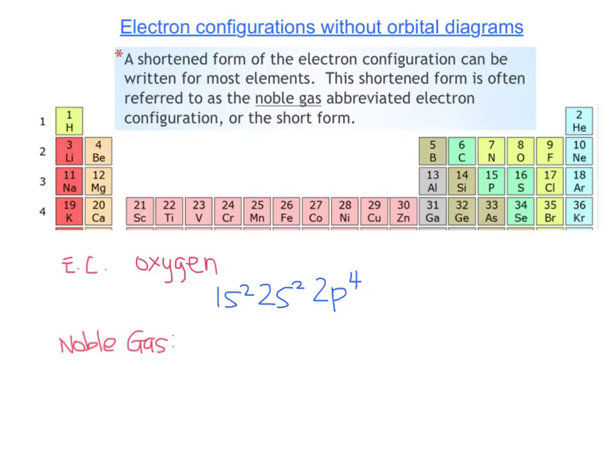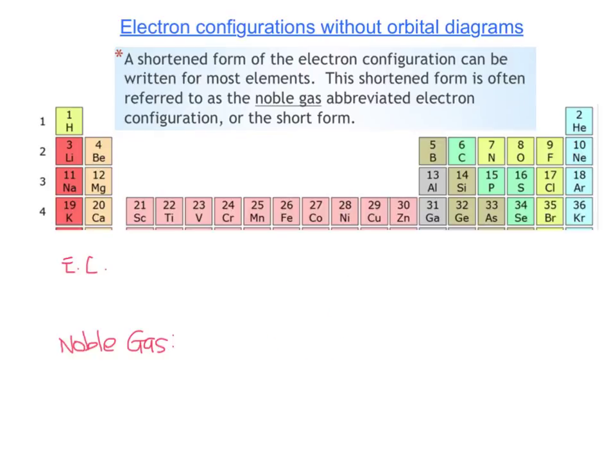Now when we do the noble gas abbreviation, we look at the noble gas in the row above. Here's helium. Helium has a total of 2 electrons, and here is my total of 2 electrons. So I'm going to replace helium's 1s2 with helium in brackets to represent the 2 electrons, and then write the rest of the electron configuration that's left over. This is how you would write the noble gas abbreviation for oxygen.